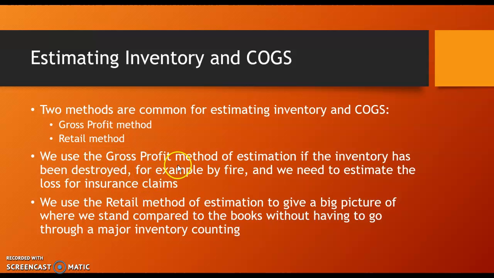The gross profit method is typically used if we need an estimate if the inventory has been destroyed. Maybe there was a fire that burned it all down, and we need to fill out paperwork with the insurance company to get the money. The insurance company isn't just going to pay us because we say, oh, we think there's a couple $100,000 worth of inventory in there. We have to have something a little more exacting than that, and this gross profit method is an acceptable way of estimating the inventory that you've lost.